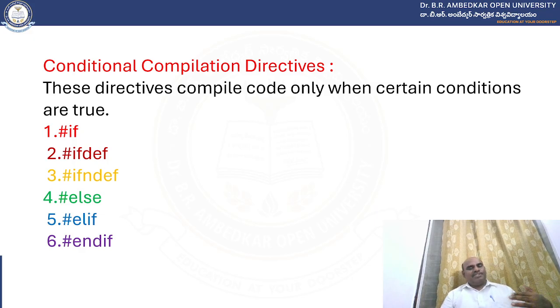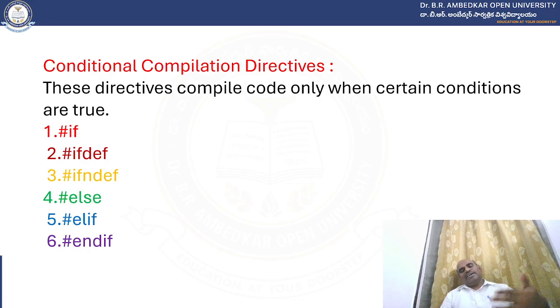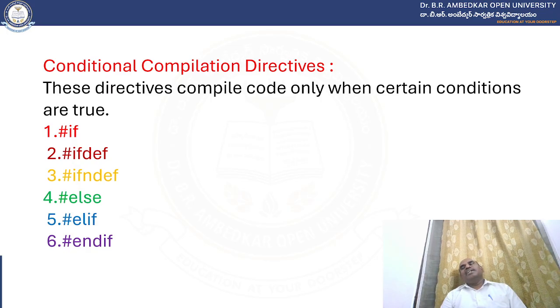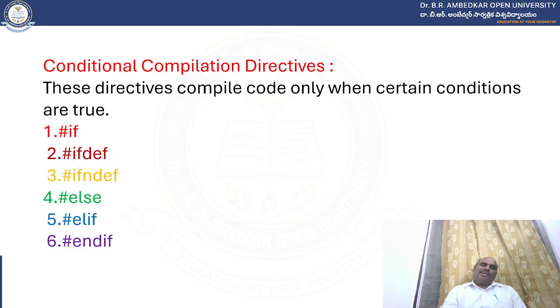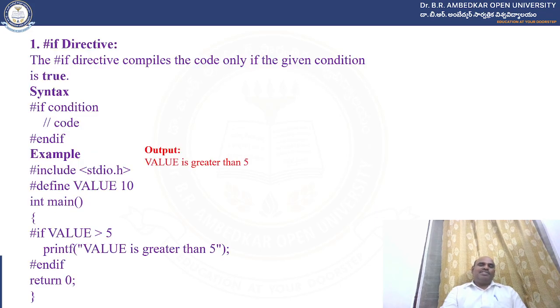Hash if, hash ifdef, hash ifndef, hash else, hash elif, and hash endif. These all are the conditional compilation directives, 6 types. The first one we'll see here is hash if. Already we have learned decision making statements in C, but here again see hash if.